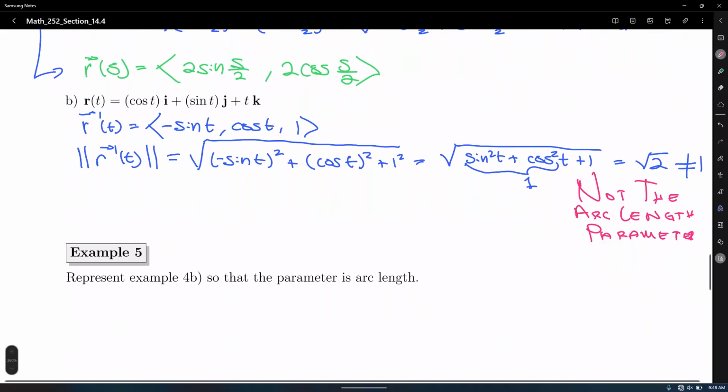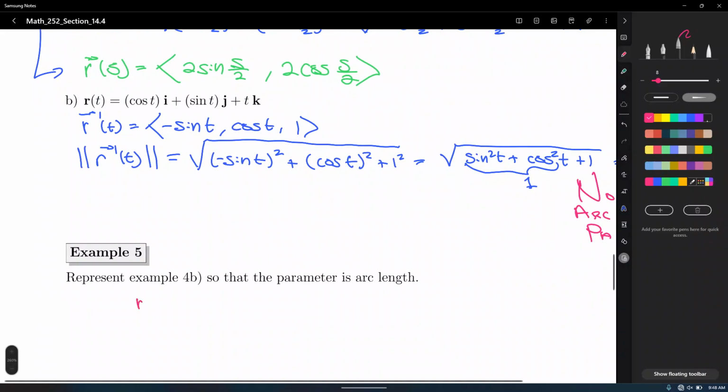How do we do that? Well, number one, represent this as an r of u, first of all. So that's where we need to make the change of variables. That is, r of u equals cosine u, sine u, and u. Find the derivative, r prime of u, that equals negative sine u, cosine u, and 1.